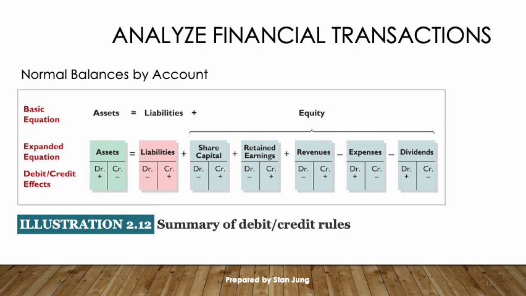For liabilities, share capital, retained earnings, and also revenues, the normal balance is a credit balance. And so that's how we're going to show increases in those accounts, is by making a credit entry. And as I said, I suggest that you pause the video at this point to review the normal balance for each of the different types of accounts.